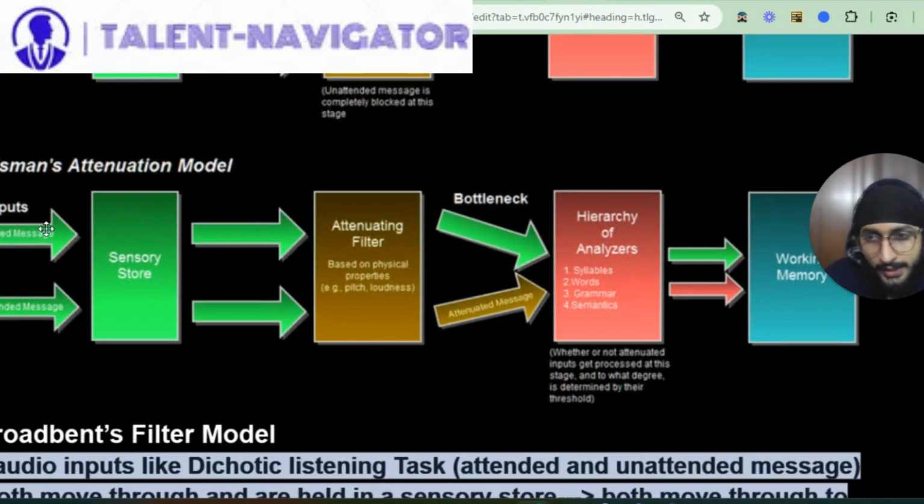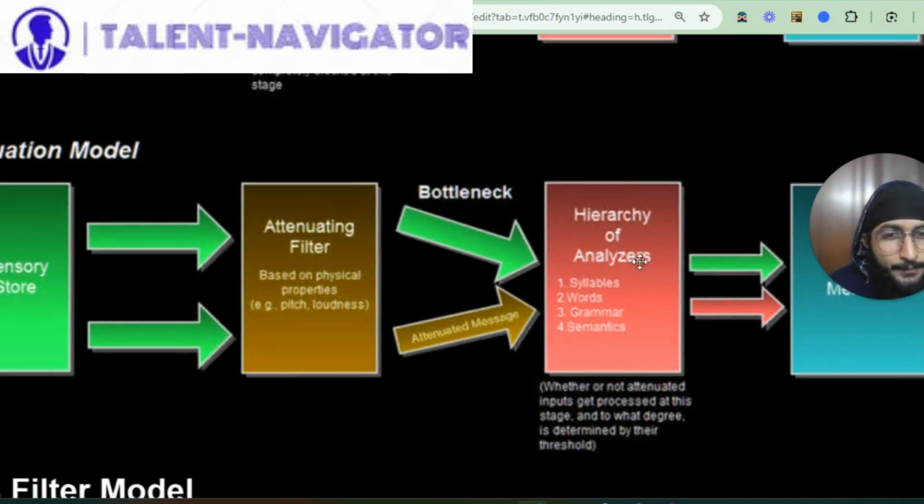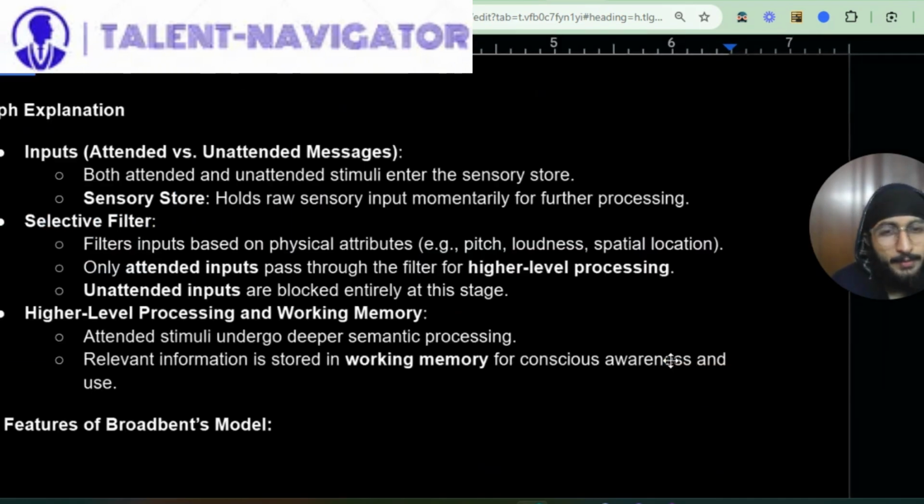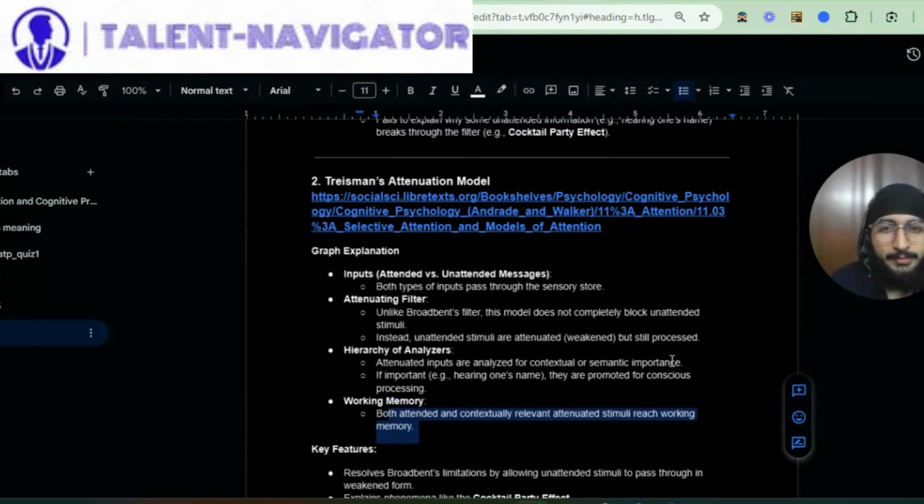So initially the inputs, attended and unattended messages, come just like in a dichotic listening task, pass through the sensory store, moving on to the attenuating filter. The attenuating filter weakens the unattended message and the attended message passes as it is, so that's the bottleneck, and then we move on to the hierarchy of analyzers. It looks for syllables, words, grammar, semantics. Whether or not attenuated inputs get processed at this stage and to what degree is determined by their threshold. And then finally we reach the working memory. So that's Treisman's attenuation model.